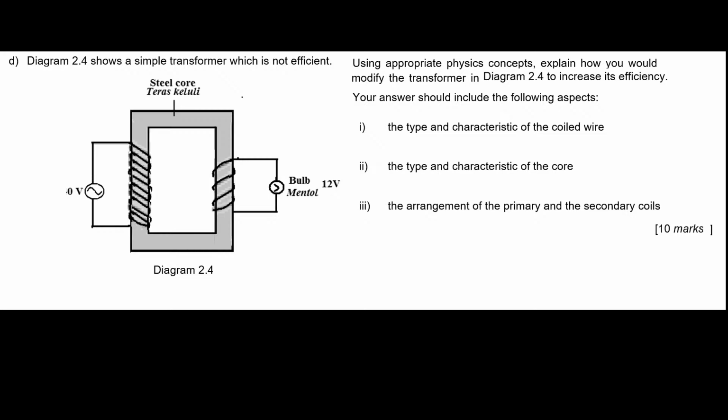Laminated iron core. Or you can be straightforward: laminated soft iron core can also reduce eddy current. That's the same thing. If you say laminated soft iron core, that means you explain two things already. Then you straightforwardly give two explanations: easy to magnetize and demagnetize, and also reduce eddy current. Last one: arrangement of the primary and secondary coil.